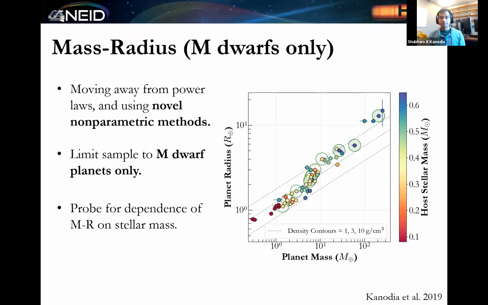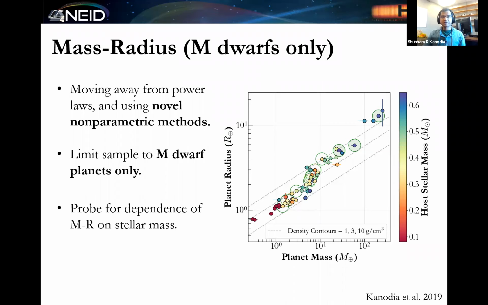2018, who developed these non-parametric methods using Bernstein polynomials. And then we applied this novel technique to M dwarfs. The purpose of doing so was to compare the previous mass-radius work that has been done for predominantly Kepler FGK stars to how they compare with M dwarfs. You'll notice that will be the theme throughout this talk and my work: trying to see how planets around M dwarfs differ from those around earlier type stars.